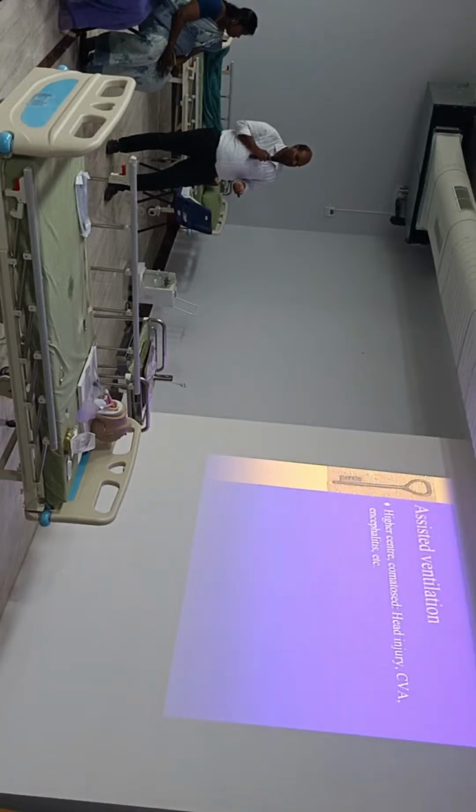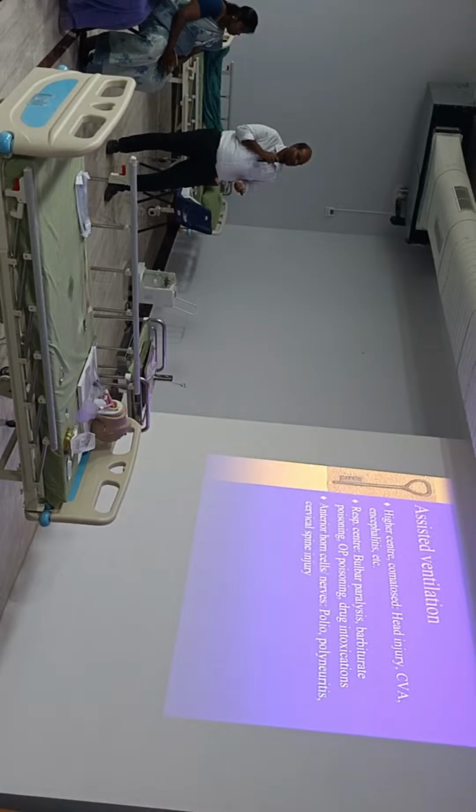So where do we see assisted ventilation? Assisted ventilation is commonly seen in higher centers and in comatose patients. They may have a head injury, a CVA, or encephalitis. From the respiratory side, there may be bulbar paralysis, barbiturate poisoning, OP compound poisoning, or any other neurological conditions related to the entire neuromuscular system.